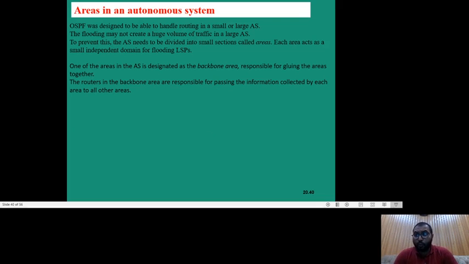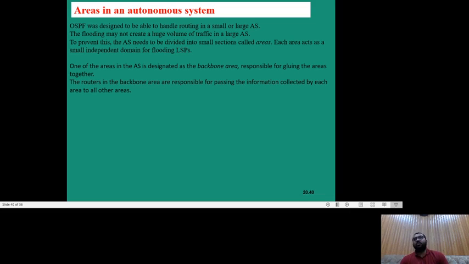So OSPF, as we said, can be used for smaller routing; for a smaller autonomous system we use RIP, but OSPF can be used for a small as well as a large autonomous system, where the volume of traffic is quite high and the number of routers depends on the number of hosts. If it is a quite congested area, an autonomous system will be divided into multiple areas.